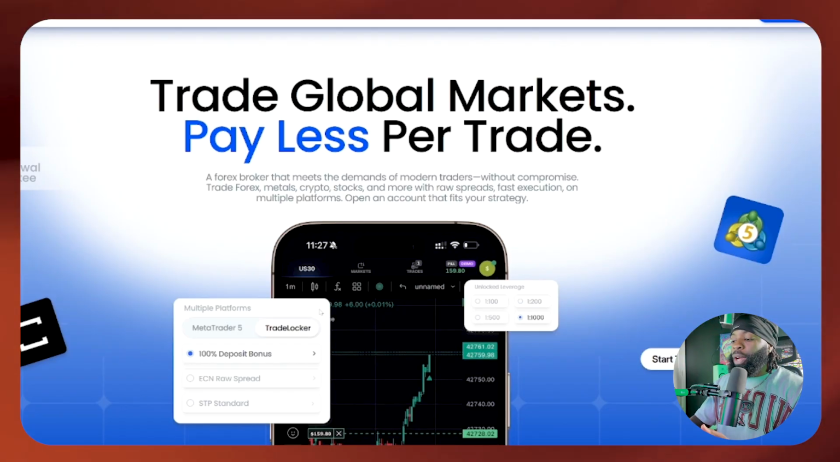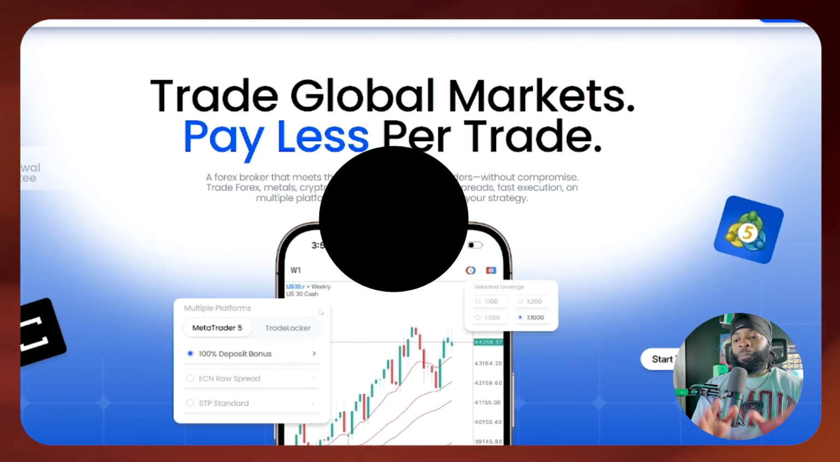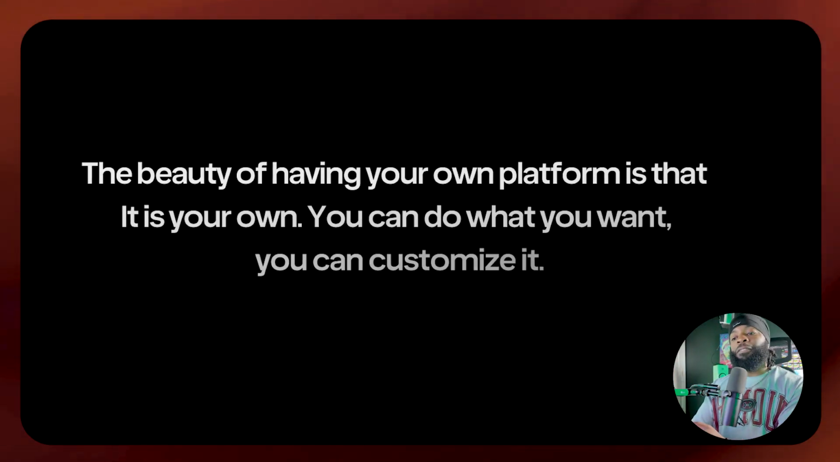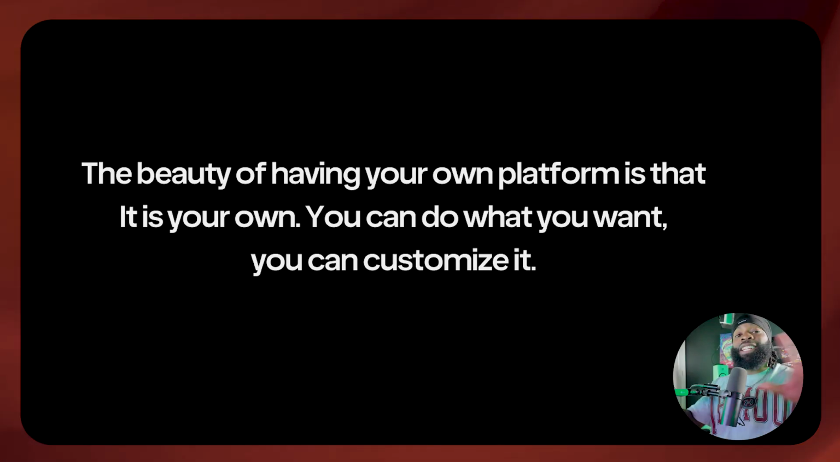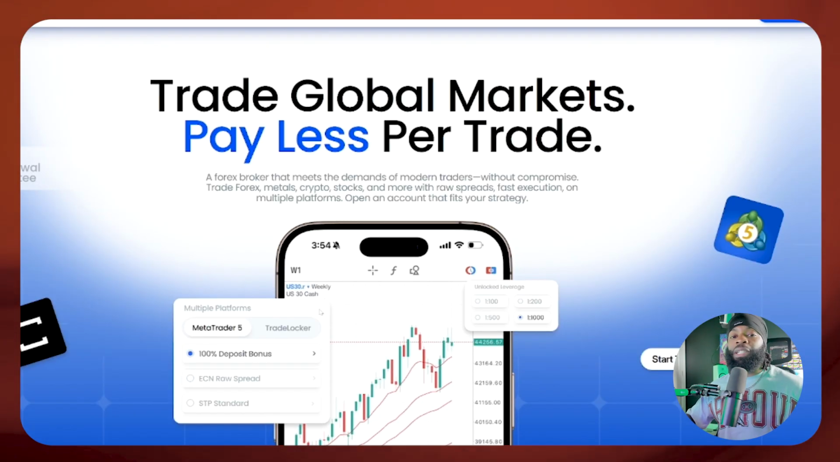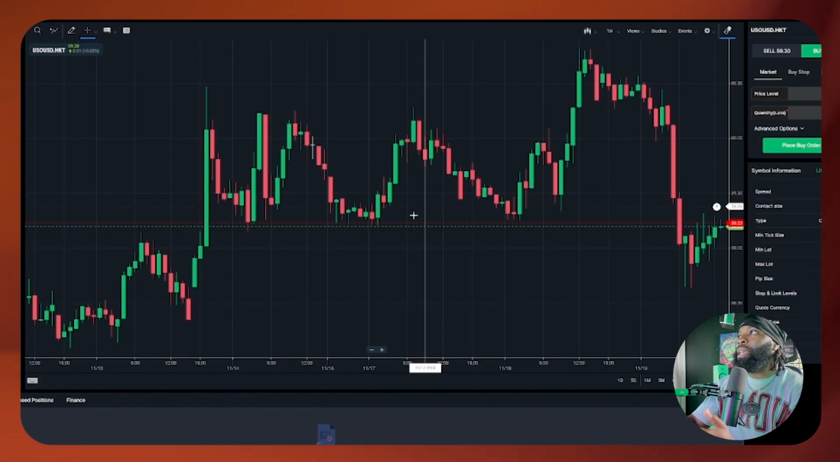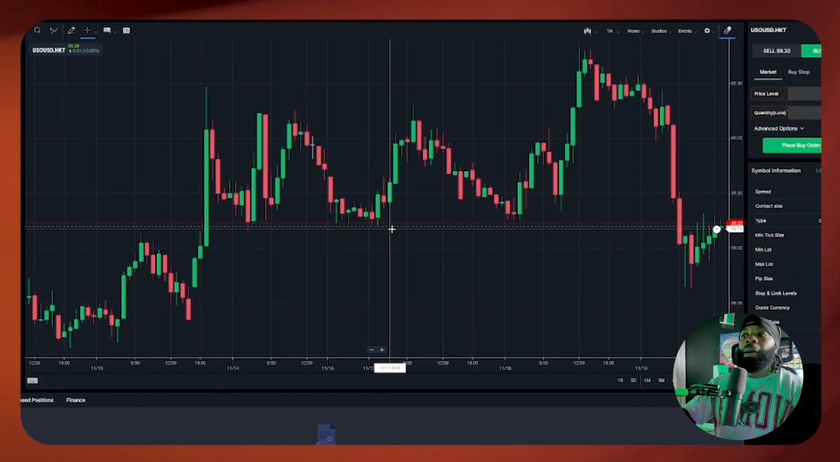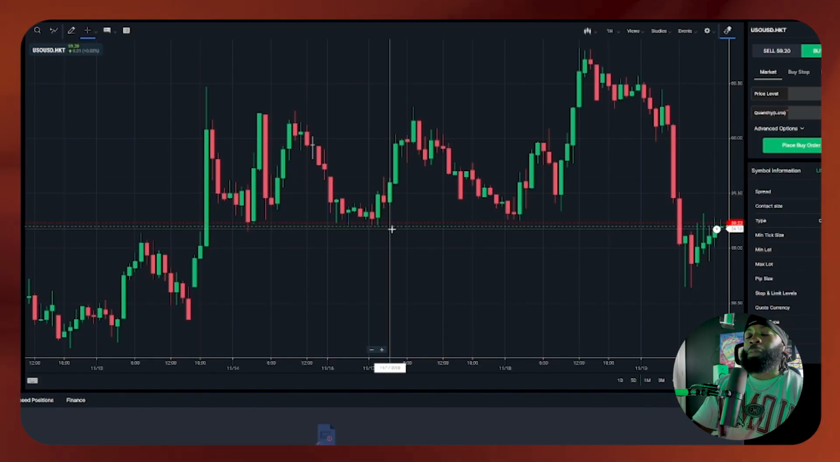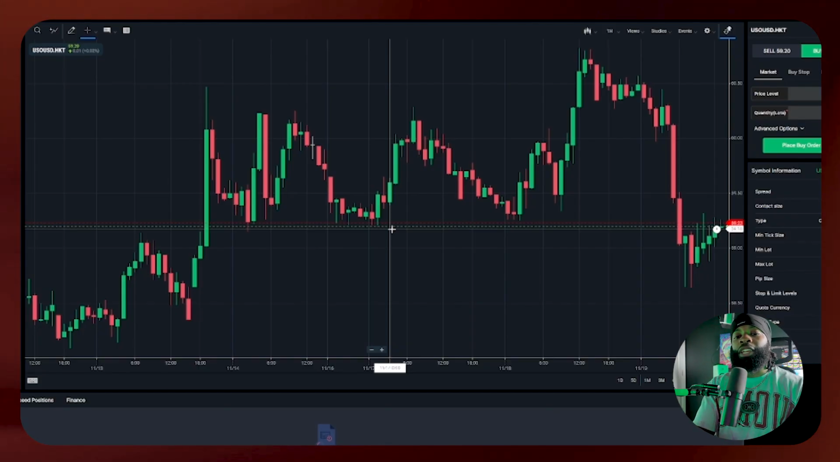Should we go with HankoTrade or should we go with GatesFX? So the beauty of having your own platform is that it is your own. You can do what you want, you can customize it. But here can be the biggest issue. If you don't have a big team to help push this platform to make sure it's the most polished platform, there will be a lot of issues.